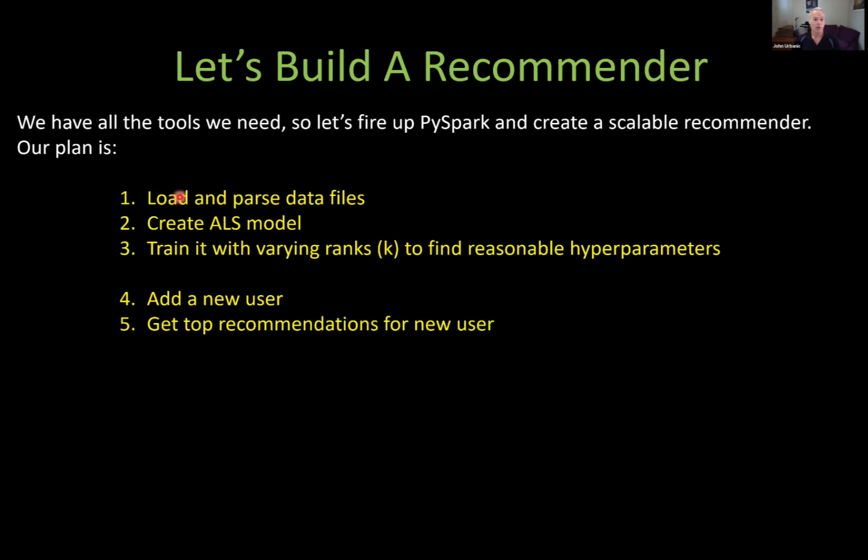So we're going to load and parse the data files. We know Spark's good at loading in big data sets and even cleaning up if we had noise and mess in our data, which we don't here, but very often you would. Then we're going to create our alternating least squares model. We're going to find that's very simple. It's a nice tool in the toolbox. We can treat it as a black box, as a matter of fact.